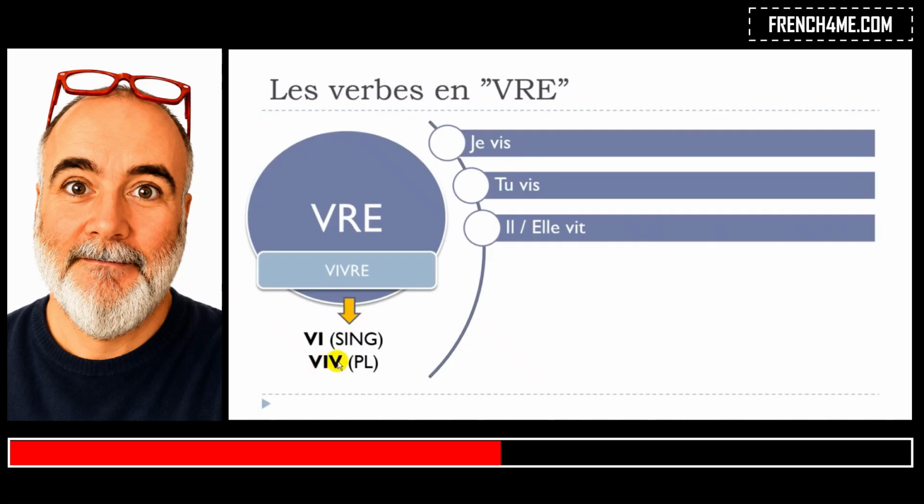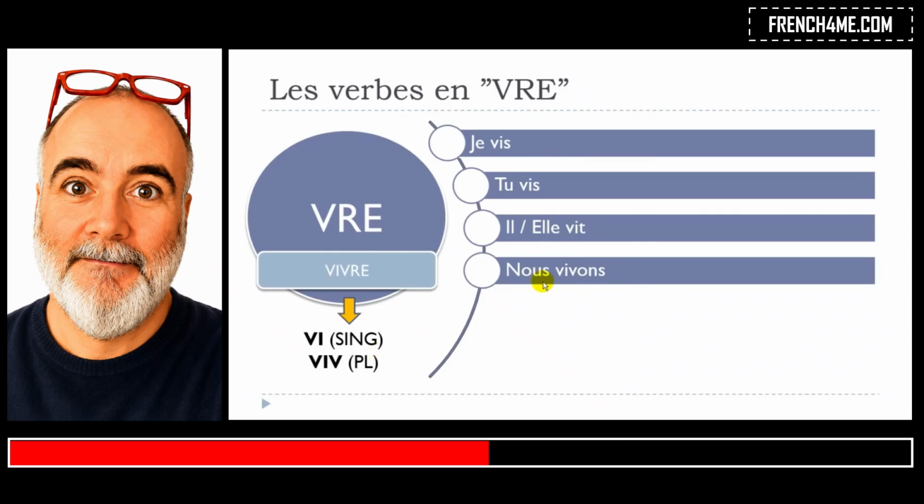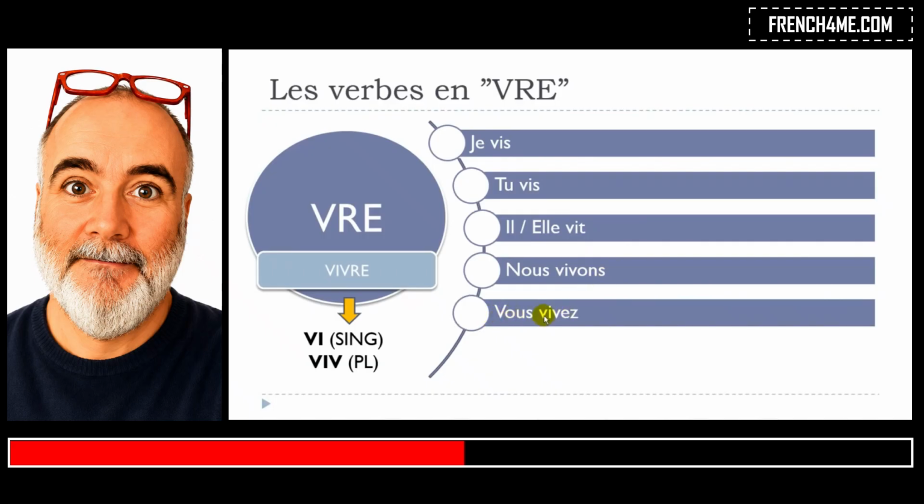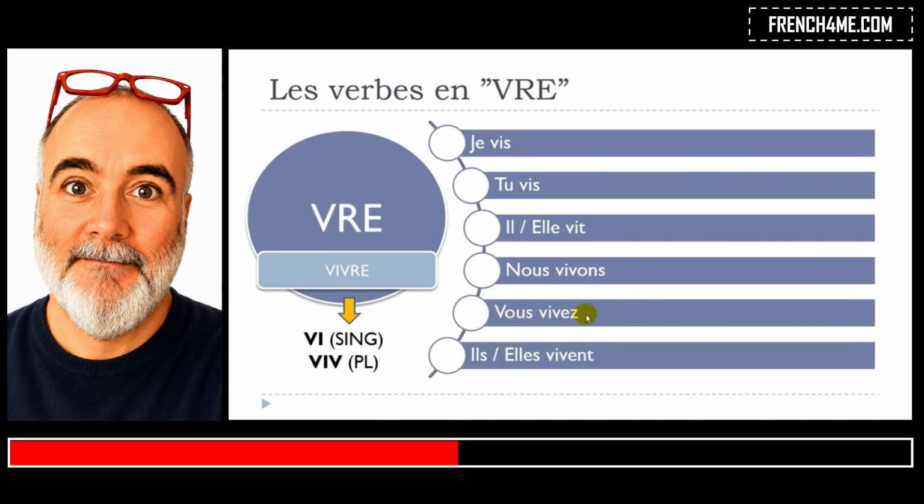And so if we keep the logic as we saw now for the plural form, we will take viv, and then after that we will add the ending, and the classic ending for nous is ons. Nous vivons. Vous vivez, ils vivent, elles vivent.